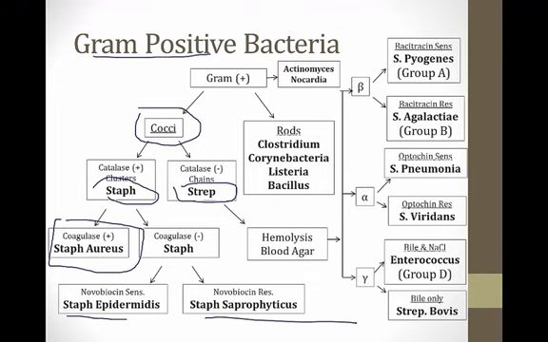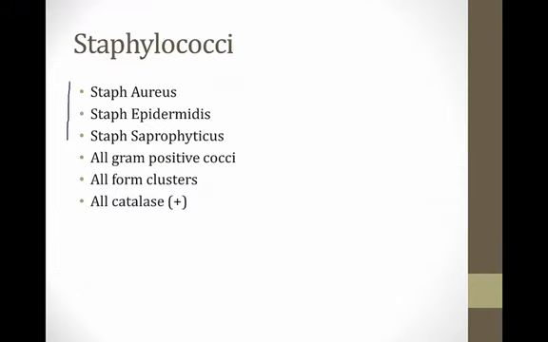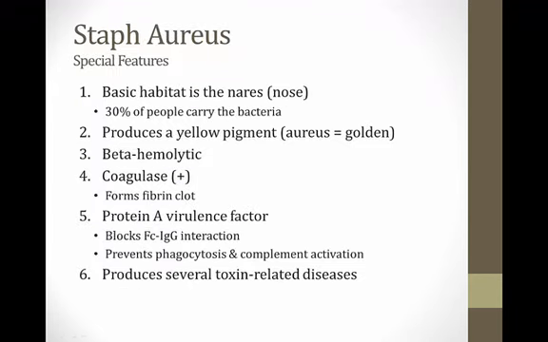Staph epidermidis and Staph saprophyticus. So in this slide, I've summarized the names of the three staph groups that you need to know. And as I said before, they're all gram-positive cocci. Also recall that they all form clusters, and also recall that they are all catalase positive. That's what makes them staph and differentiates them from strep. So we're going to start by talking about the most important staph, which is Staph aureus, and it has a couple of special features you need to be aware of.